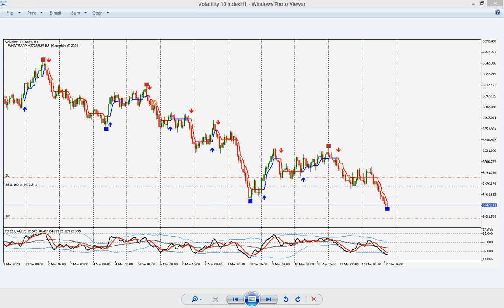Once the price closes below the market maker's moving average, you sell. You can sell before the arrow appears, and then you have your day 1, you wait.